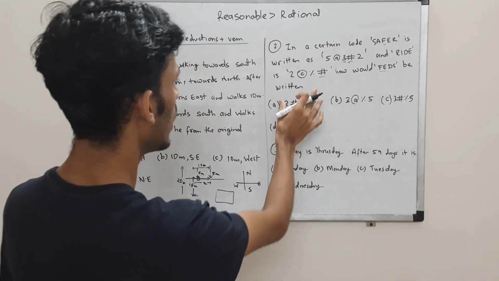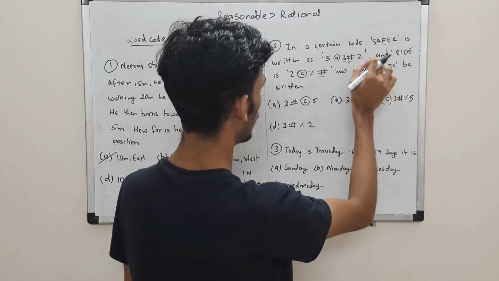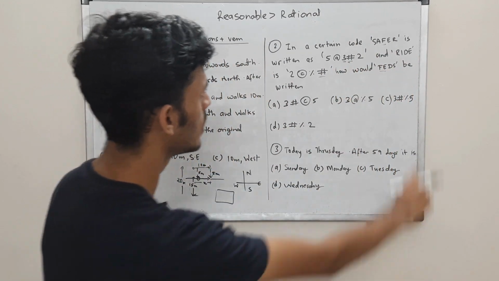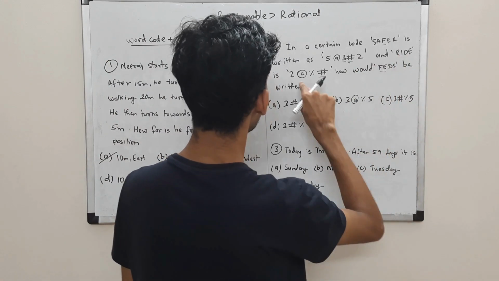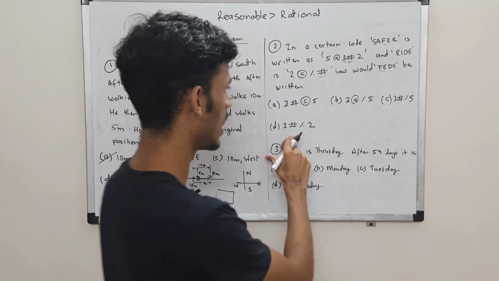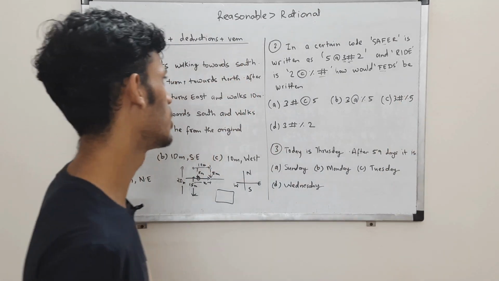Okay, so either A, D or C. Now the next letter is D. If you see, D is over here, third letter. So 1, 2, 3. So percentage. Okay, 3 hash percentage.